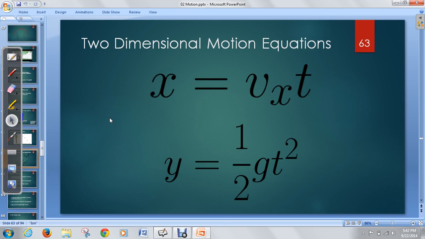So it turns out our height is still going to be the same. It's just a free fall equation, y = 1/2 g t squared. Okay, that's how we calculate the height. But the distance that the cannonball is going to go, we can just use our velocity equation. If we rewrite it, we get this: the velocity in the x direction times the time will give us our position.